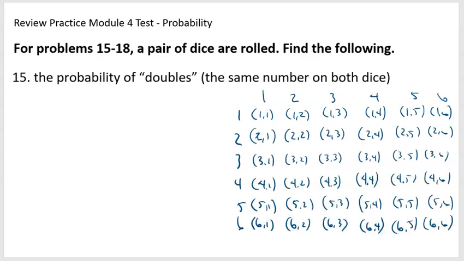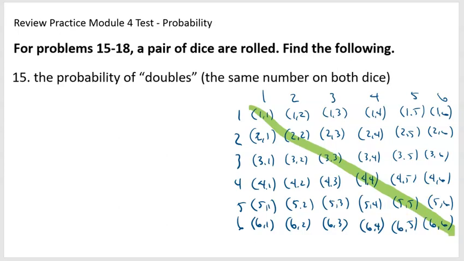Here we go. It takes a couple of minutes. You don't have to write it perfect, but it helps with problems. So anytime you roll a pair of dice, it helps to see all 36 outcomes right in front of you. So we're trying to calculate the probability of doubles, which is the same number on both dice. Okay, now you'll see doubles right down the diagonal from top left to bottom right.